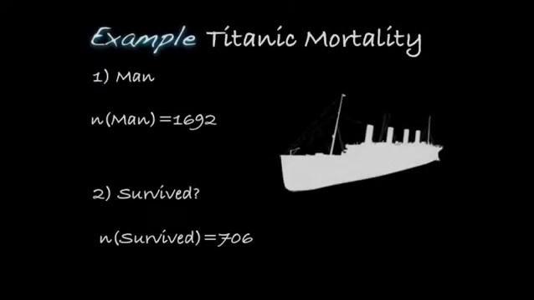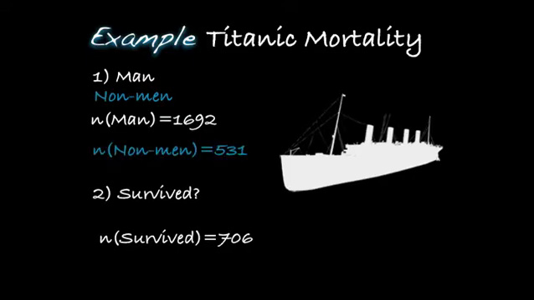The Titanic mortality table. We're going to use this table to answer probability questions. The event of picking a man. Well, there's 1,692 men aboard the Titanic. The complement of men are all the non-men. It's everyone else. The girls, the boys, and the women. There's 531 non-men. Notice that 1,692 plus 531 is 2,223.